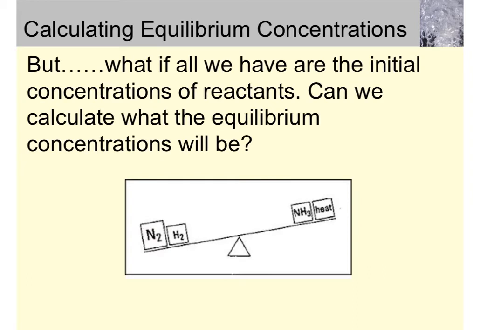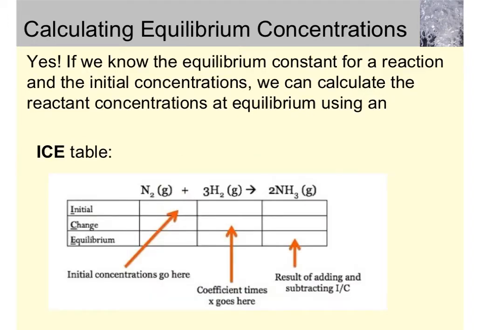Okay, so as I said, what if we only have the initial concentrations of all the reactants? How do we find equilibrium concentrations? Can we? The answer is yes. That is with our ice table. So it gets its name.